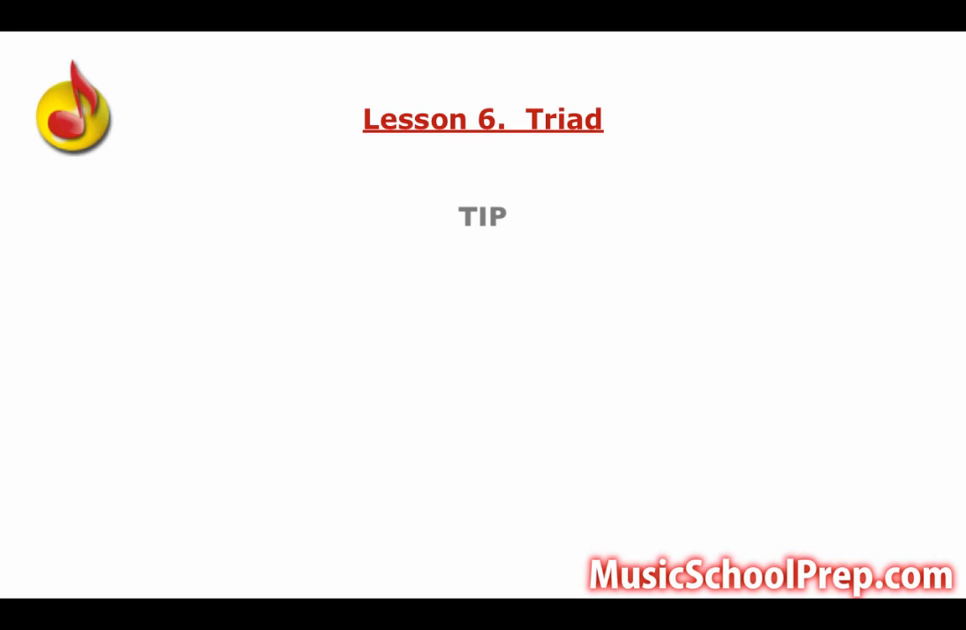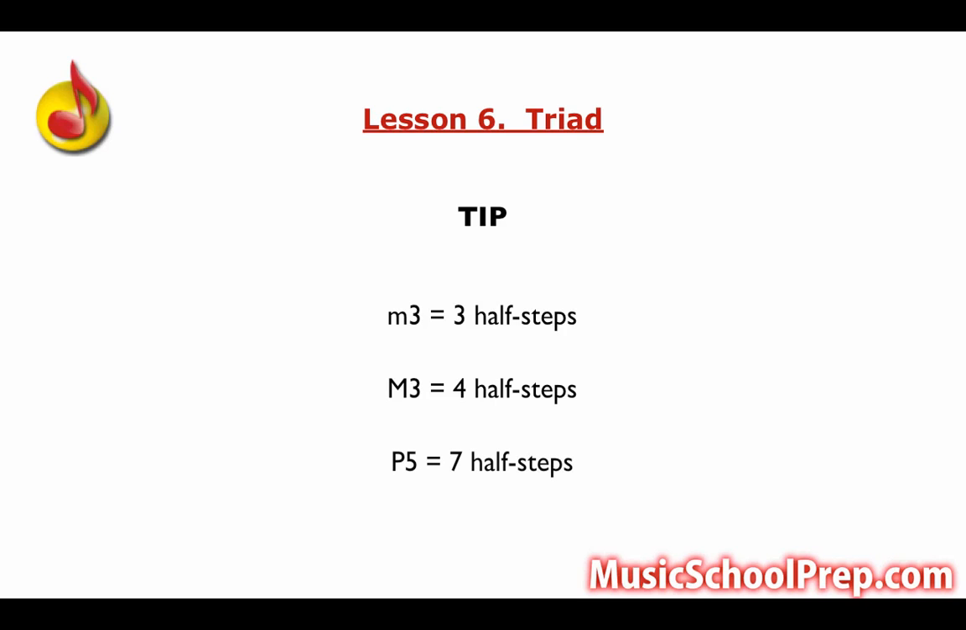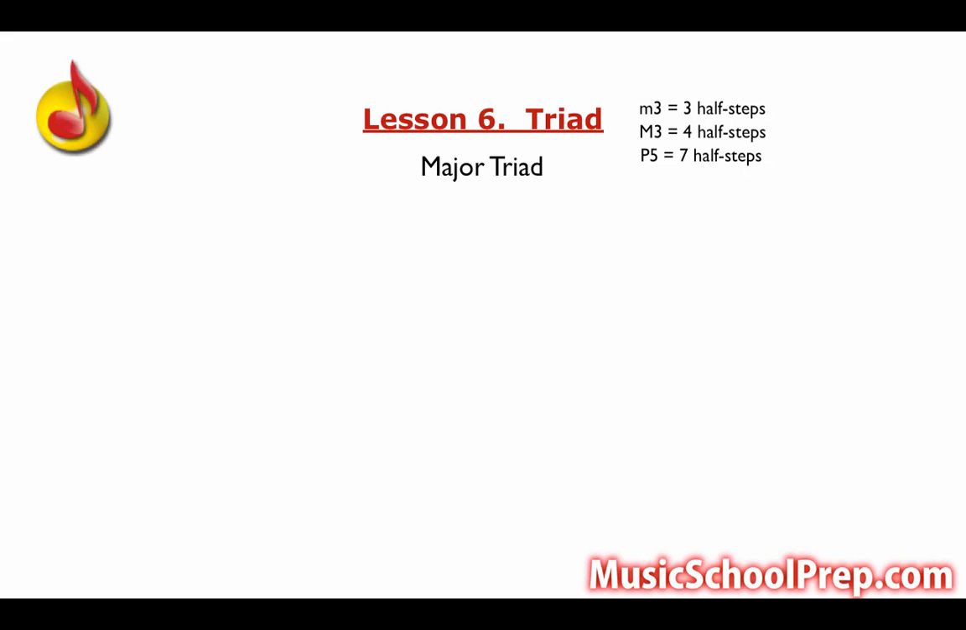Here's a tip that will help us get through this a little quicker. A minor third is 3 half steps. A major third is 4 half steps. And a perfect fifth is 7 half steps. So, back to our major triad.